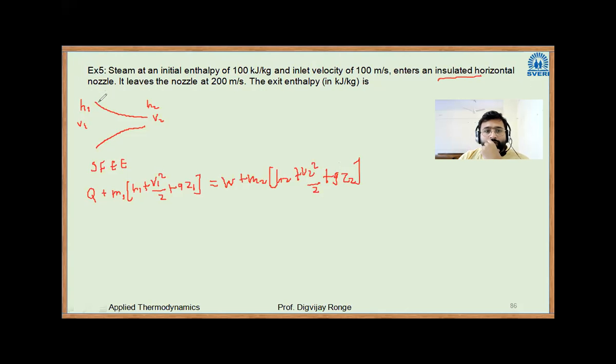That means the outer portion of the nozzle is insulated. So that means there will be no heat transfer. So this heat transfer will be 0. Okay. Again, they have given it is a horizontal nozzle, so horizontal nozzle means all these heights Z will be 0. Again, in this case, they have not given mass flow rate, so I will write this equation on mass basis.